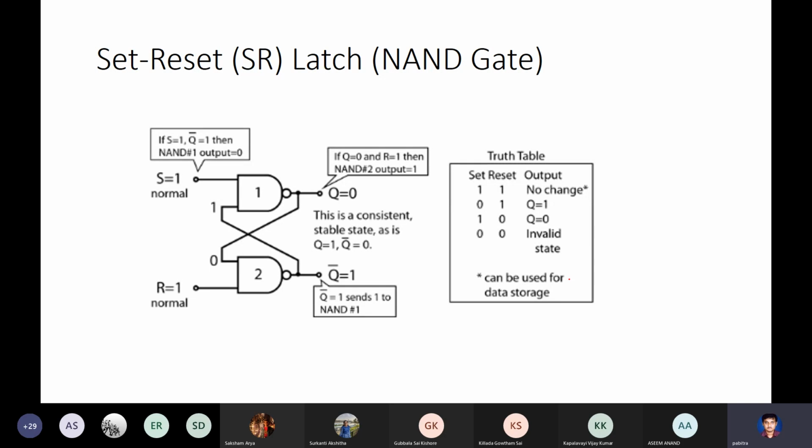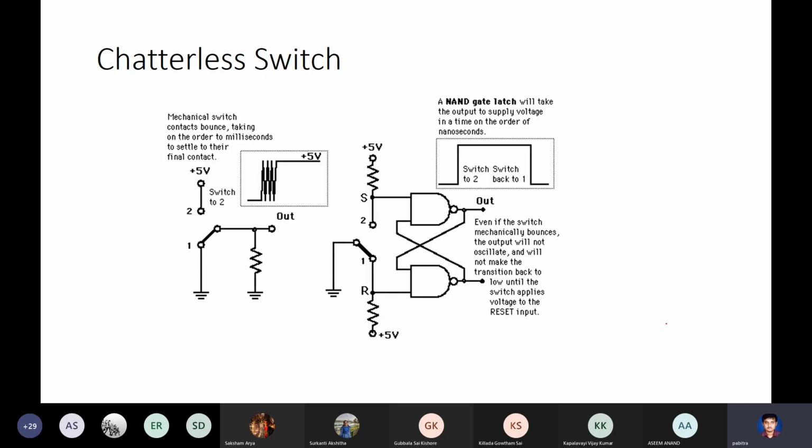Because the output will depend on three things: it will depend on Q(t), it will depend on S, it will depend on R. So all possible combinations of S, R, Q, you should check just using the logic gate formula to see what Q(t+1) should be. You will see that this is the desired thing that you'll get. So you can realize it using a NAND gate also.